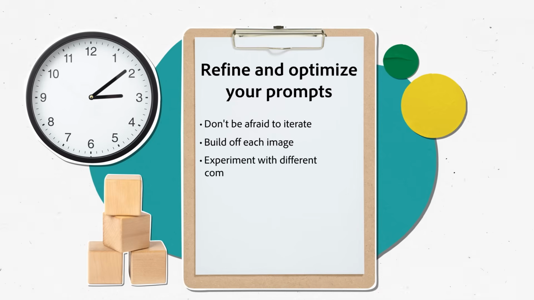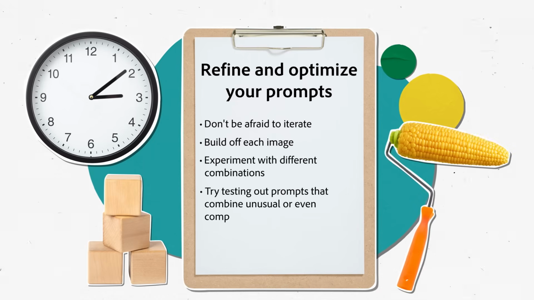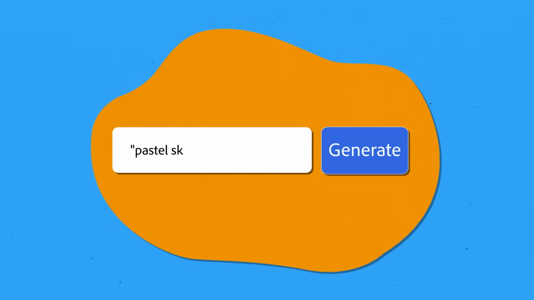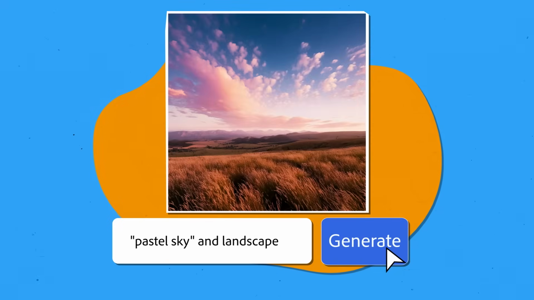Experiment with different combinations. Try testing out prompts that combine unusual or even competing descriptor combinations. This will help you to explore what's possible with generative AI, and you may even discover visual combinations that spark new levels of creativity. Group complex concepts. If you notice the generated image is close, but just not quite right, try isolating parts of the prompt by adding quotes around elements that should be treated as a group.